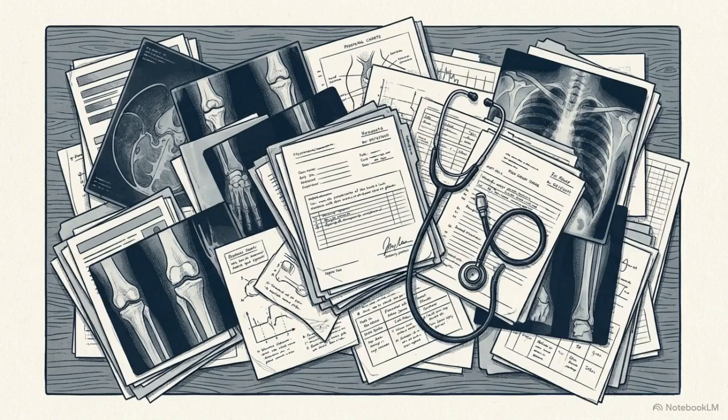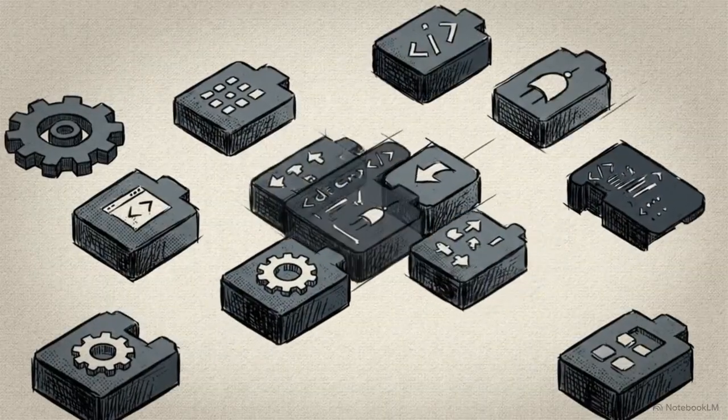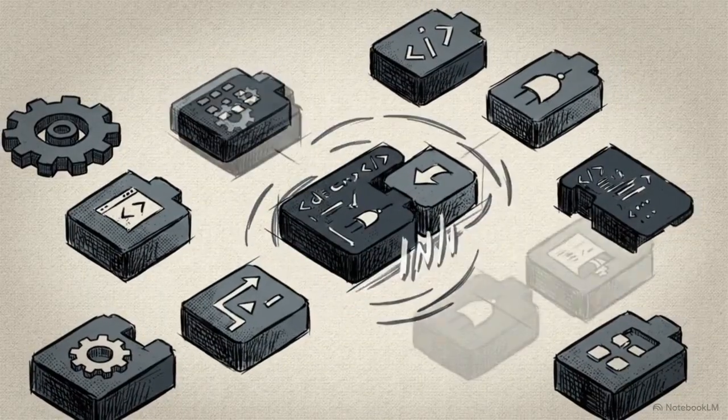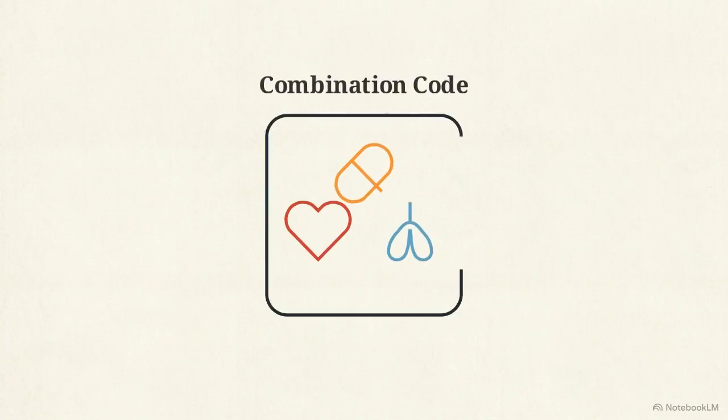Medical charts are densely layered ecosystems of symptoms, diagnoses, and complications. As a coder, your job is to translate this complexity into a highly precise dataset. To do this accurately, you often have to take disparate pieces of clinical information and merge them into a single, unified entity. This brings up a critical question in coding. Can a single alphanumeric code legally and accurately describe multiple, distinct aspects of a patient's condition?